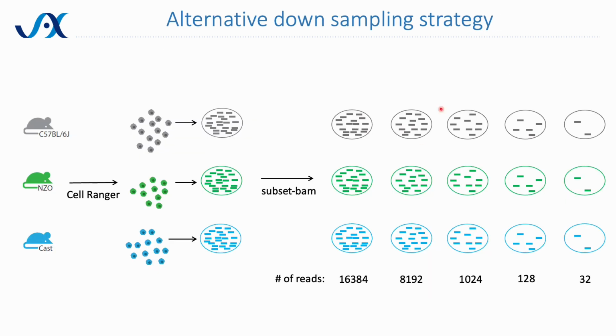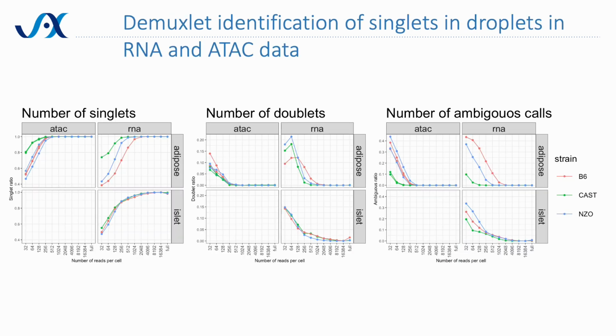So we decided to change our downsampling strategy and not to mix strains, and to take one strain and downsample the reads within each cell in those strains. First we sample 16,000 reads and then divide that by 2 at each step, and the lowest step is 32 reads per cell.